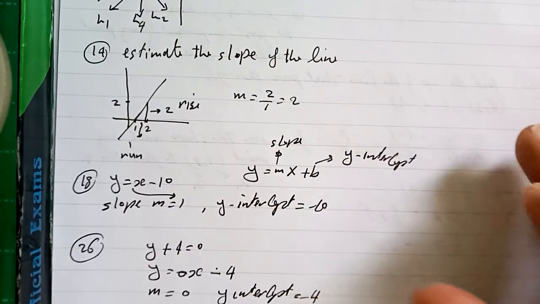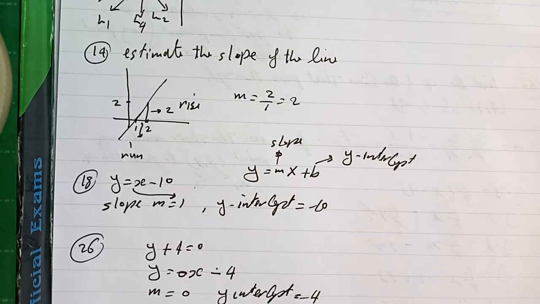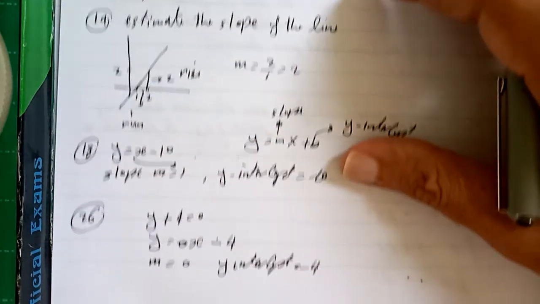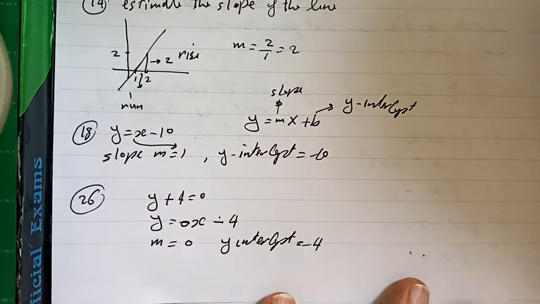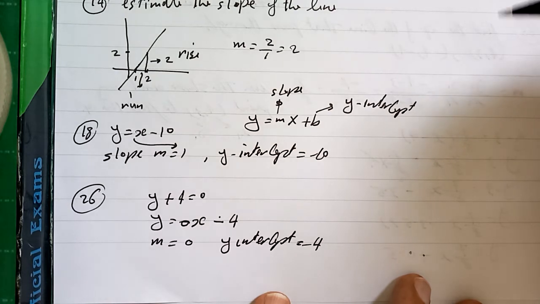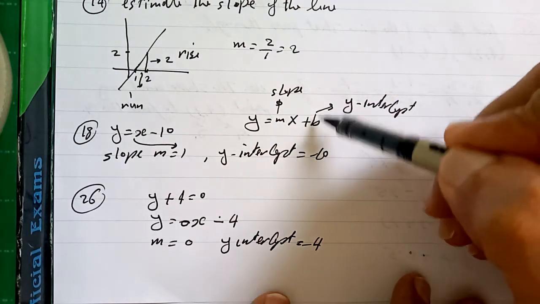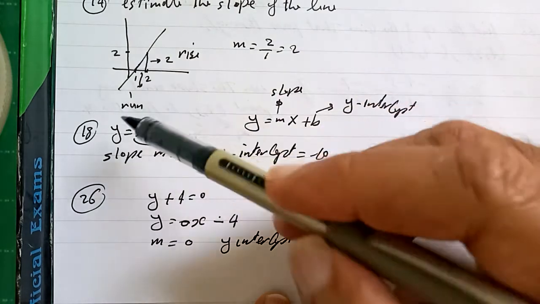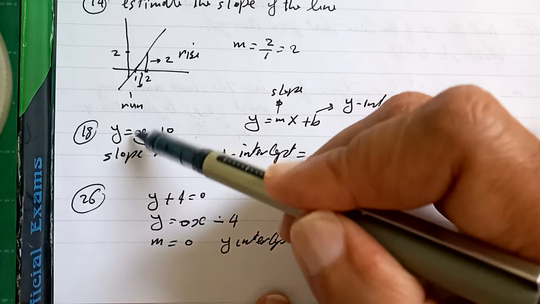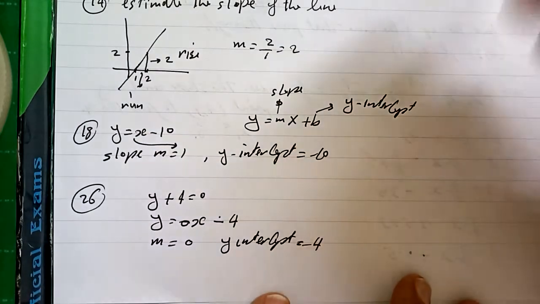In number 18, y equals x minus 10. Here, identify the slope and y-intercept. The standard equation is y equals mx plus b. This is the equation in slope-intercept form: m is the slope and b is the y-intercept. So you have x minus 10, and the slope is 1, it's not written. And the y-intercept equals negative 10.